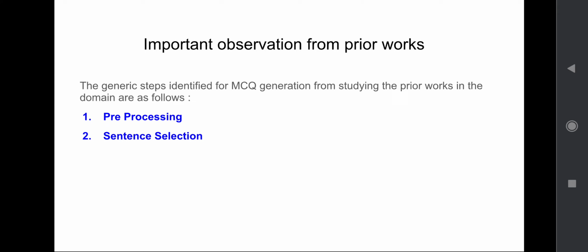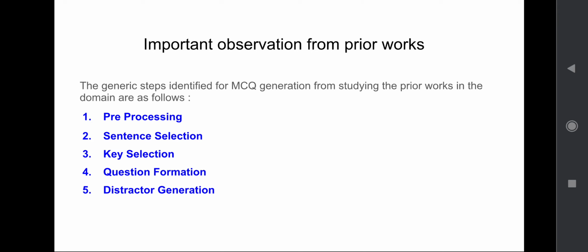Second is sentence selection. Sentence selection means that we have to identify the stem from which interrogative questions are to be framed. Now, third is key selection. Key selection is identifying that part of the stem that might act as the correct answer to the question that we will frame from the stem. Then is question formation. Question formation is the process of converting the stem statement to an interrogative sentence. This can either be done by replacing the key in the stem by a blank or changing the sentence structure to an interrogative WH form. Now, the penultimate step is distractor generation.